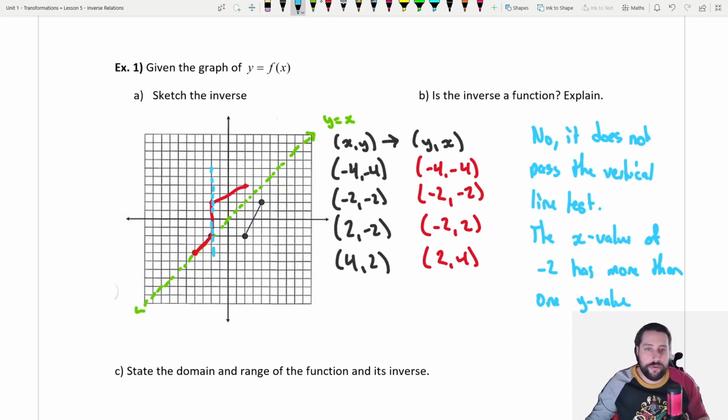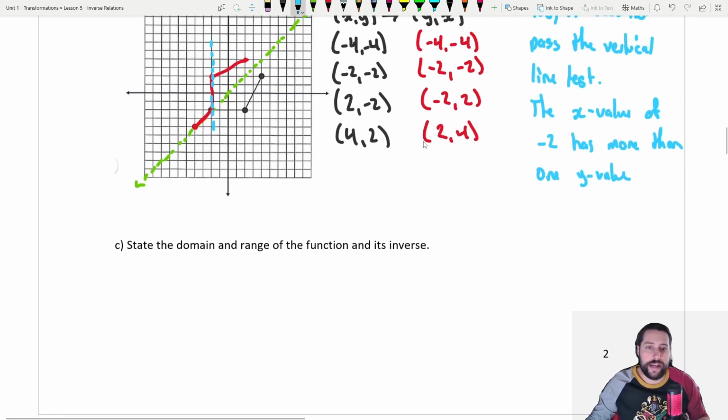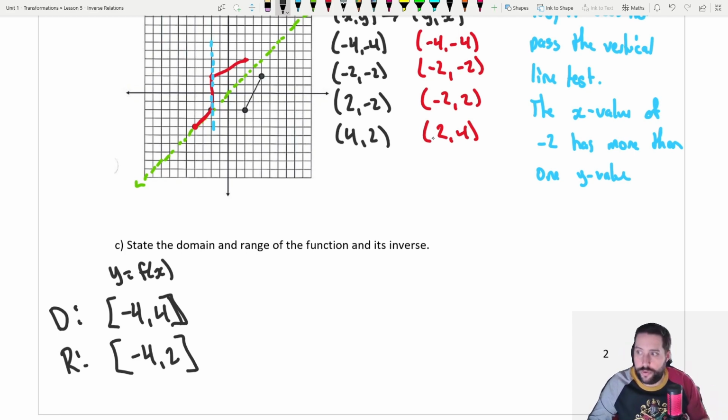Okay, what we're going to do next is state the domain and range of the function and its inverse. The original one is y is equal to f of x. Your domain looks like it's between -4 and 4. So this is our domain, and our range looks like it's between -4 and 2. All the values are included, inclusive.